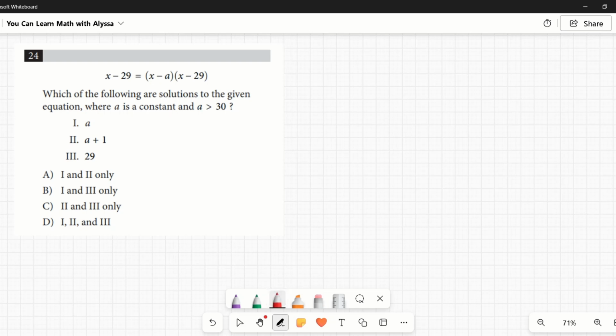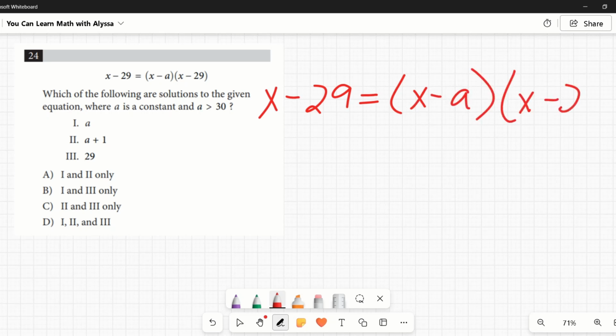All right, so here we have x minus 29 equals x minus a times x minus 29. Let's look at that. And we could distribute this, and we may need to, but first let's look at it without distributing anything. Just don't know if we need to yet, right? If we don't have to, let's not.